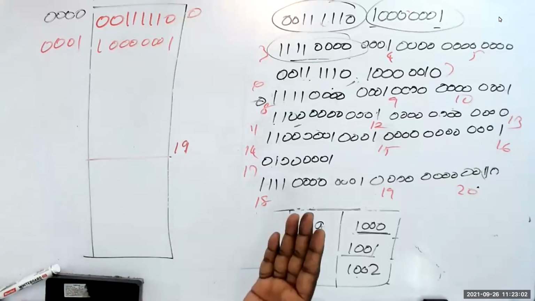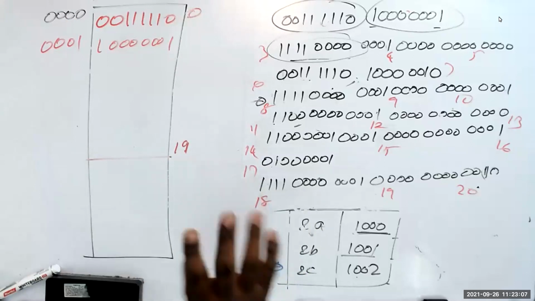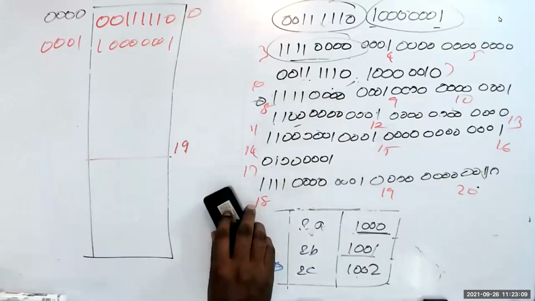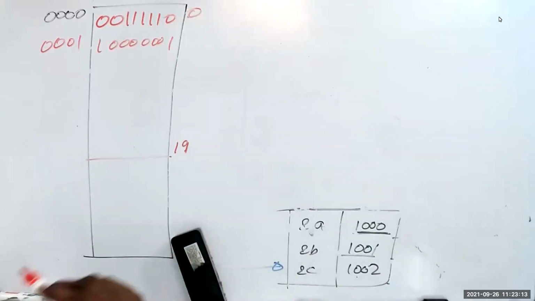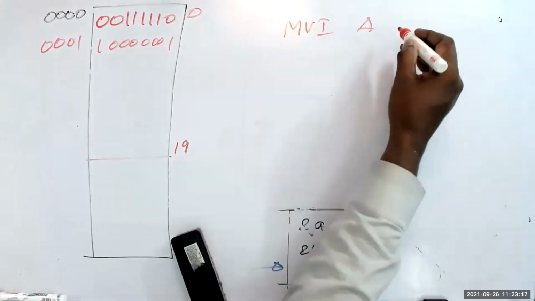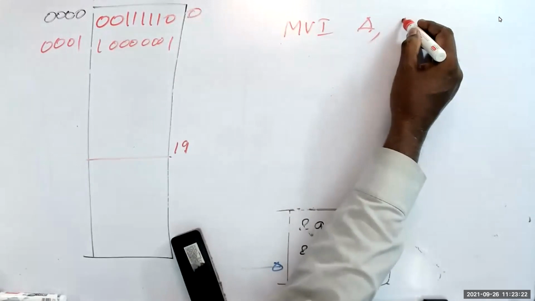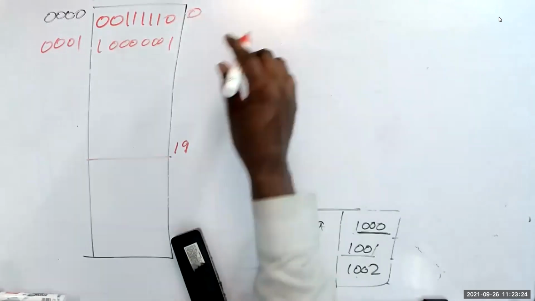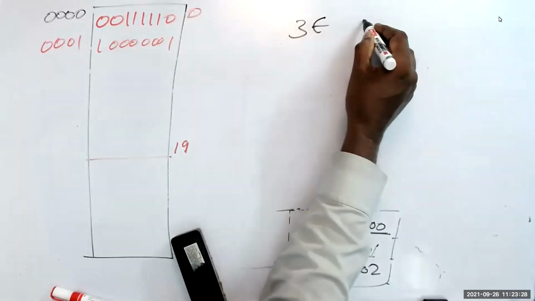But do you understand this? Nobody can understand this. So for that reason, we write into a very simple format: move immediate A, comma, 10. Sorry, we write the other way: 3E, 10, 0A.